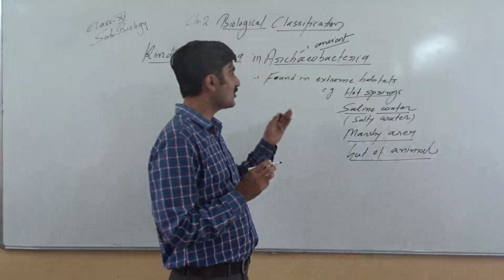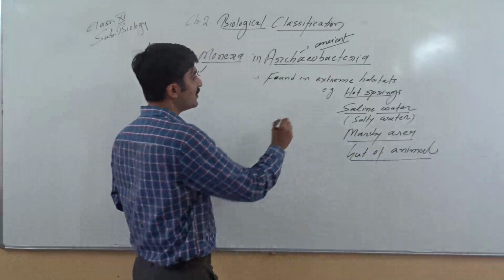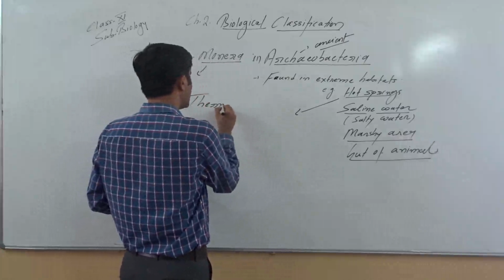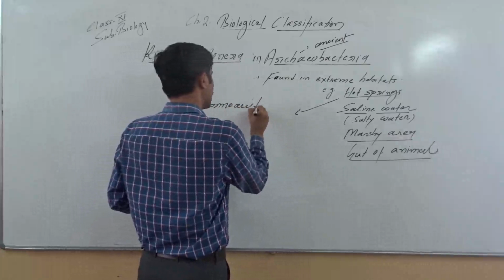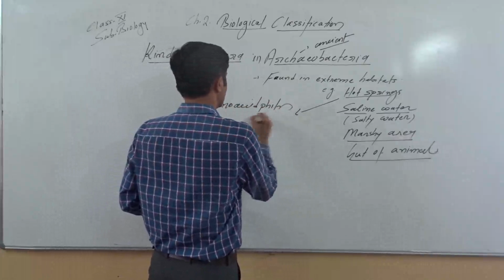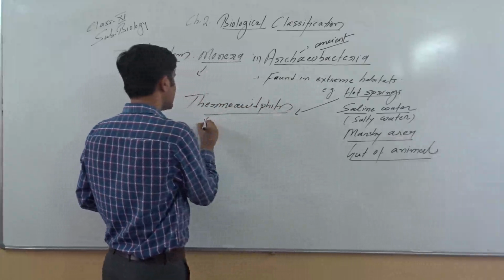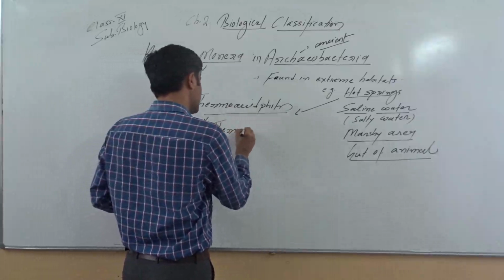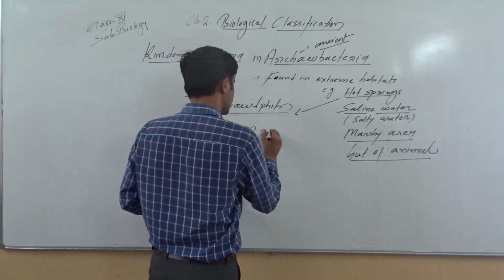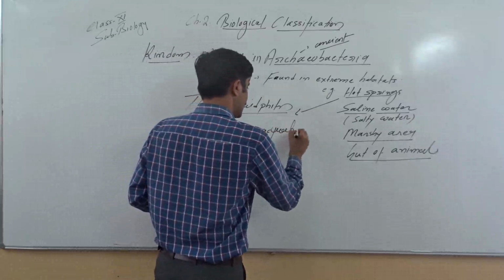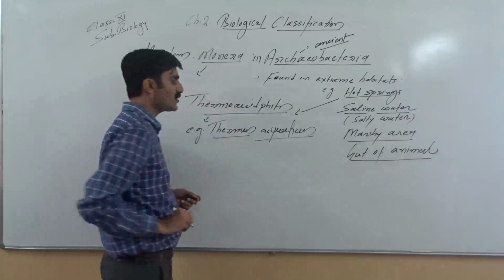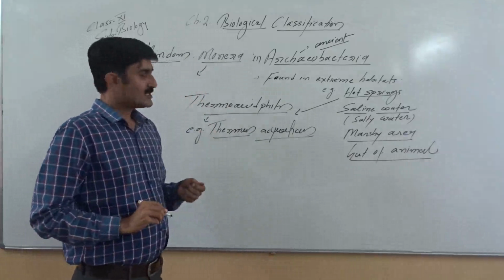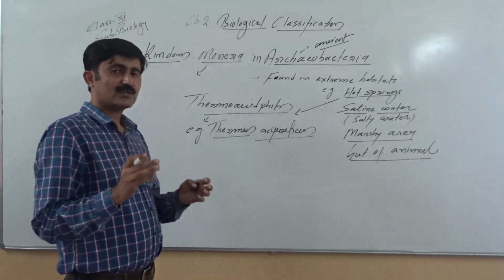So let's first of all talk about the bacteria which are found in the hot springs. These are called thermo, means heat, thermoacidophiles. An example of this bacteria we can remember is Thermus aquaticus. This is a very important bacteria. Thermoacidophile means these are found in extreme hot water, boiling water.